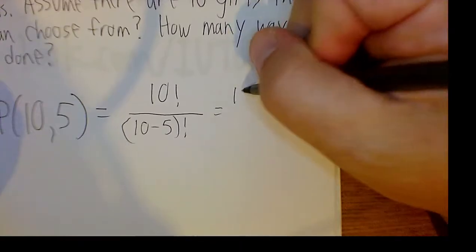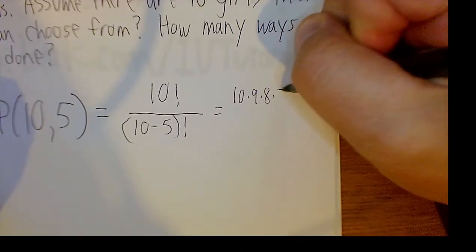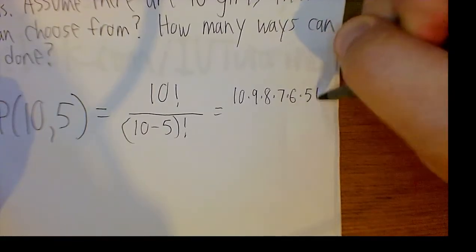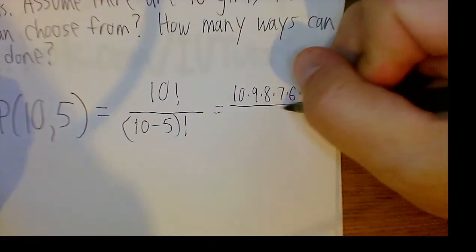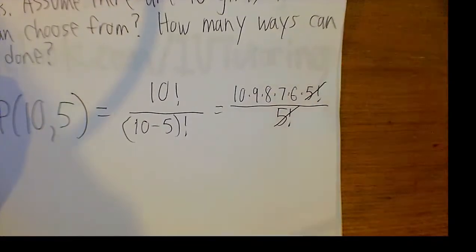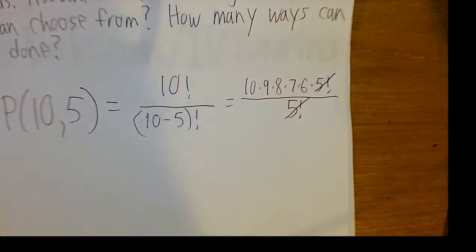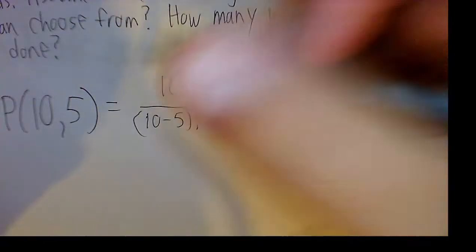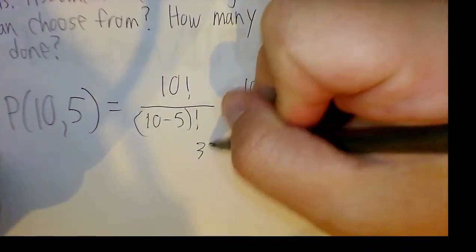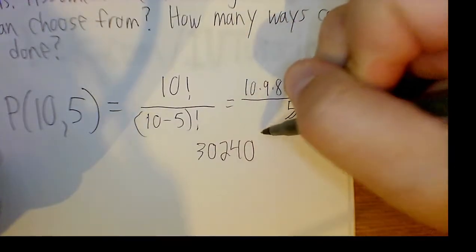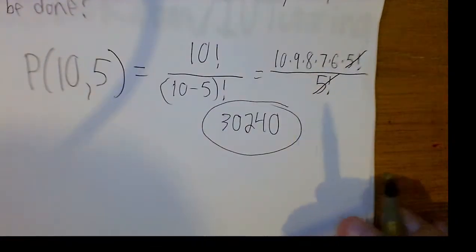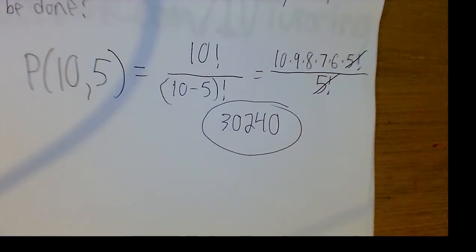So then that gives us 10 times 9 times 8 times 7 times 6 times 5 factorial over 10 minus 5, which is 5, so 5 factorial here. These cancel out, and you can do the math here. I'm going to use a calculator because I'm lazy. So 10 times 9 times 8 times 7 times 6 equals a very large number. That equals 30,240. So that's the number of ways that our friend Lisa can pair up her friends on her floor with Brad's kind of lame friends.